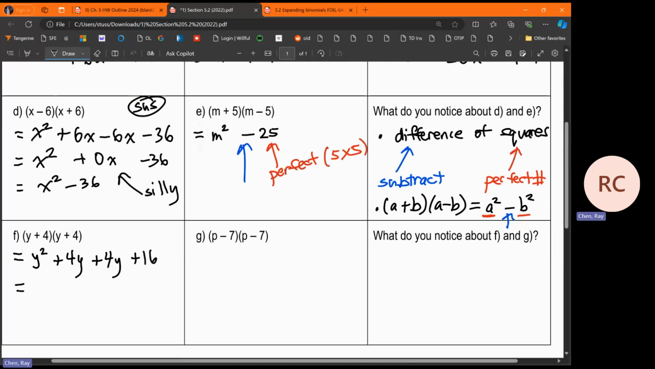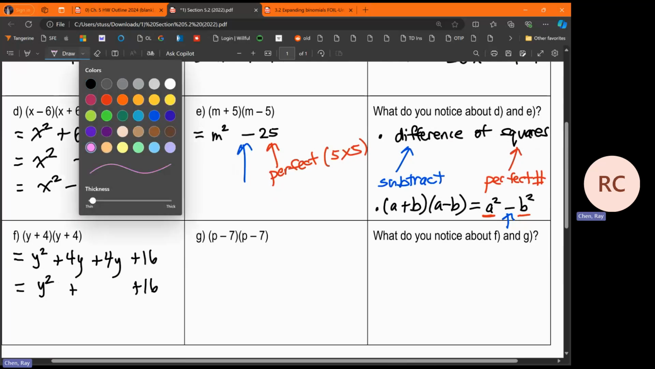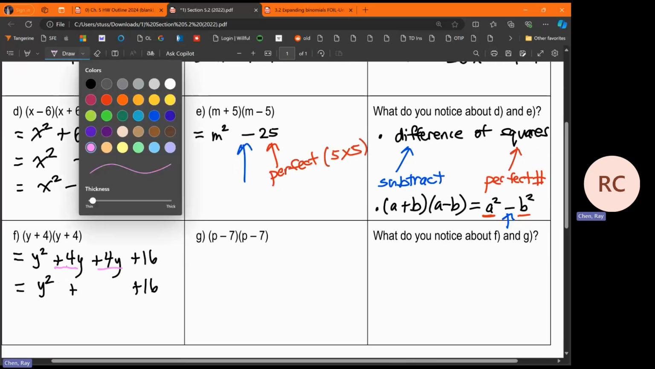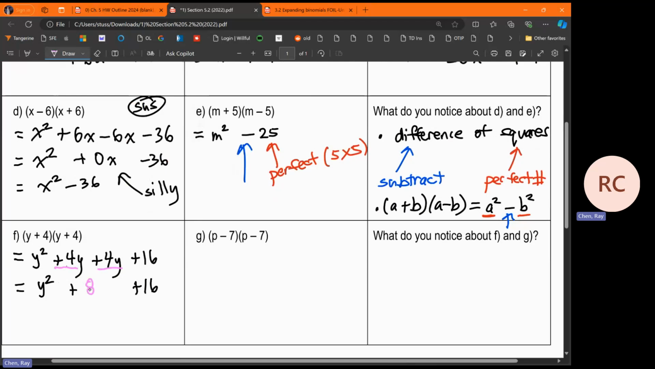This one, for some reason, a lot of students find tricky. What's the big deal? If I know how to FOIL, which is a good practice, and you can always FOIL, this actually has a pattern that hopefully you'll recognize. 4y plus 4y. First of all, notice that these two terms are the same, 4y and 4y. Not 3y, it's not 7y, it's not 7x, not 4j. But what happens is that we get 8y.